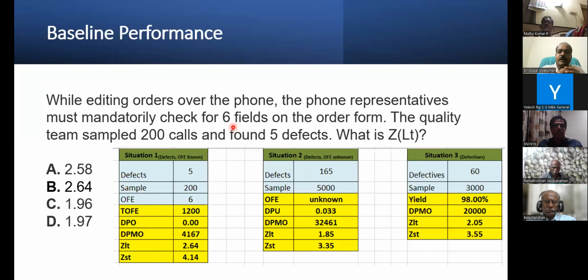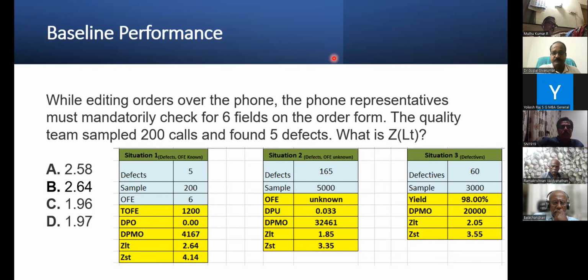Now, while editing orders over phone, the phone representative must mandatorily check 6 fields. That means the opportunity for error is how many? It's a service industry, right? People are taking orders over phone. It is very important that the representative captures 6 data correctly. So in every order form, 6 opportunities for defect exist. So what is the OFE here?